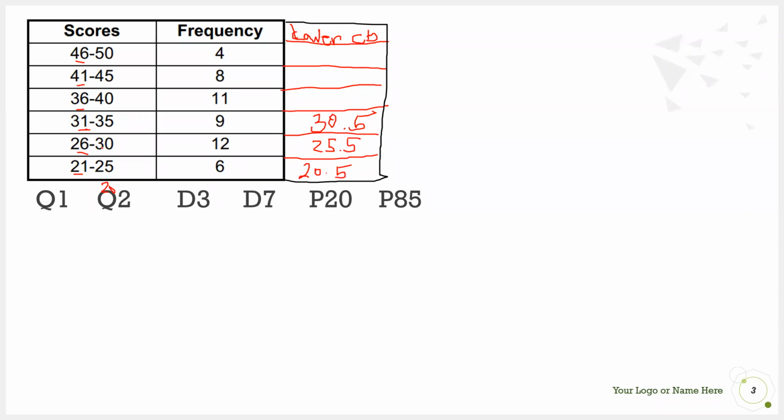Anong pagitan ng 31 at 30? Next is 36 at 35. Anong pagitan nila, which is 35.5. Then 41 at 40, anong pagitan nila? That's 40.5. And last one, we have 46 and 45. Anong pagitan nila? We have 45.5. Nagets po paano hinanap ang lower boundary? As simple as minusan nyo lang ng 0.5 ang lahat ng lower limit.